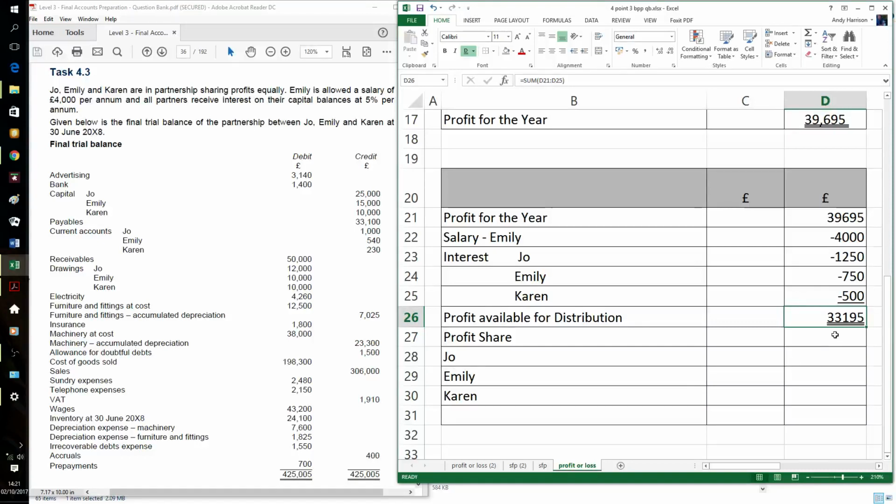And as they're already negative figures, we can work out the amount that we're going to distribute between the three of them as 33,195, the 39,695 minus the salary and interest on capitals. If we had interest on drawings, we would have added that in. Profit share then, so we just need to split it between the three of them. Well, that's quite simple, because equally divide by 3, 33 1/3%, but they're all going to get the same profit share, and hopefully it will add up back to the 33,195. That figure is the same. We can move on.